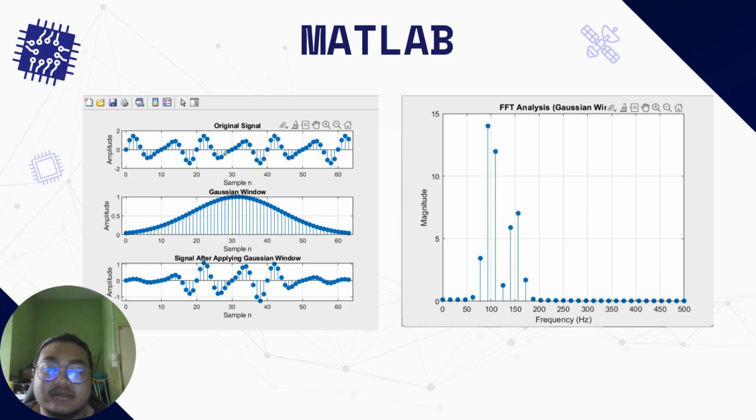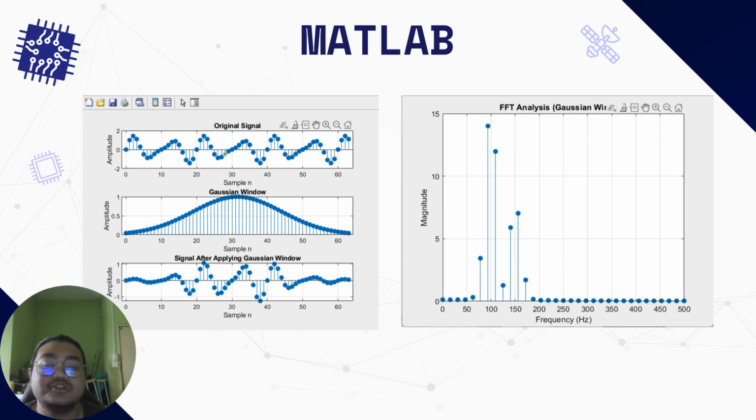Okay, these are the results. First is the original signal. The signal changes its amplitude over time and includes all values from the beginning, and it contains unwanted fluctuation. The second graph is the Gaussian window.